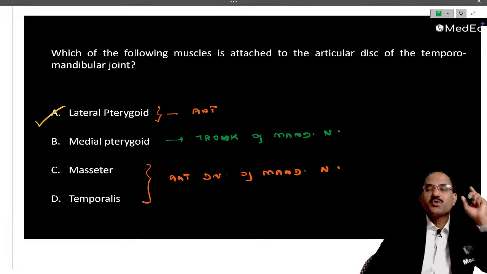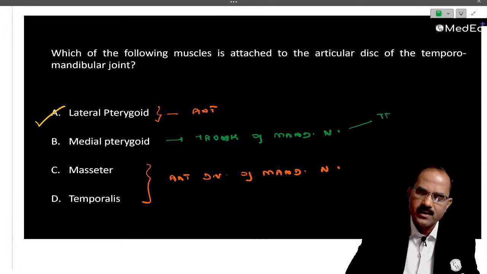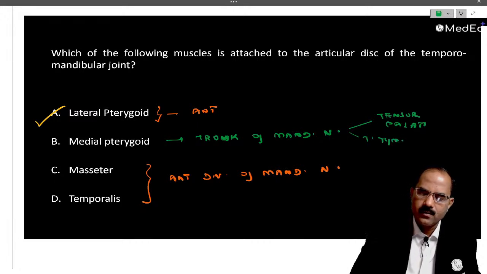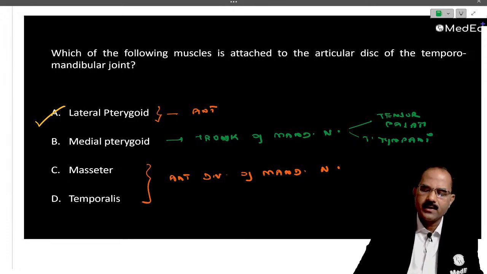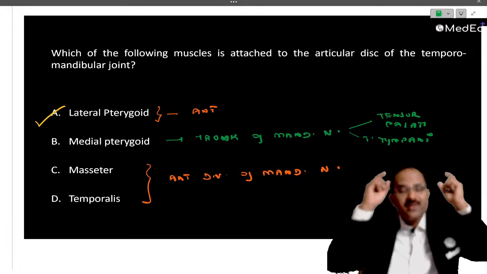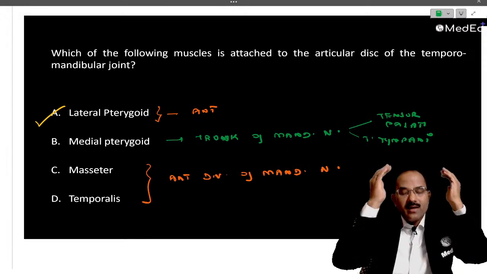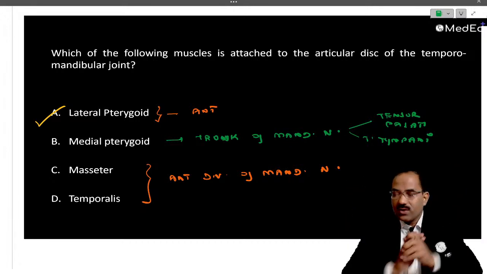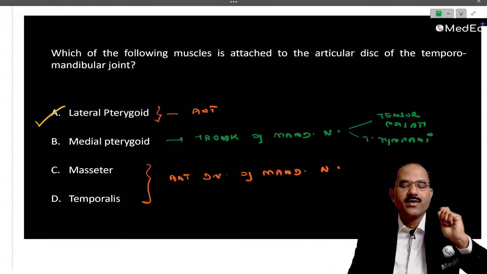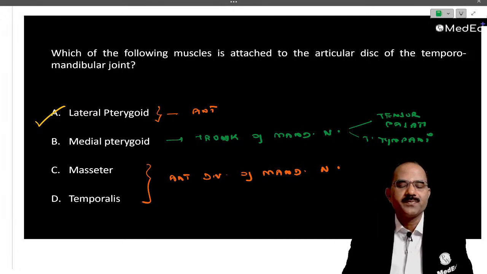It also supplies two more muscles. Which are those two more muscles? It supplies the tensor palati and tensor tympani. So tensor palati and tensor tympani are supplied by the trunk of the mandibular nerve through the nerve to medial pterygoid. Just remember this. It's not a direct branch. It's through the nerve to medial pterygoid. These fine things do come in the exam. You have to be very clear about it.